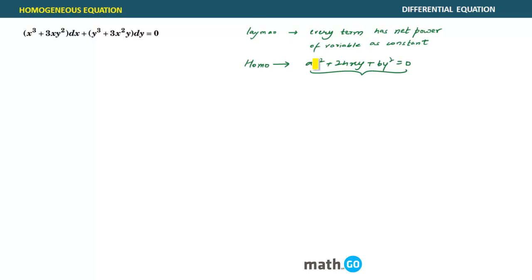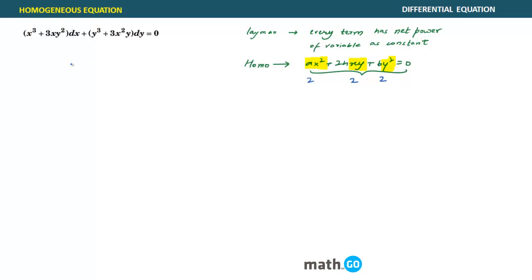So let's talk about the first term. It is ax square. What is the variable? x. What is the power here? What is the net degree? 2. Okay. Let's talk about the next term. Next term has 2xy. Variables are x and y. Now assume that each variable is x. How many variables are there? 2. And what is the net power then? x has power 1 and y has power 1, and combined power is 2. Then the next term is by square. What is the power? Square. Again, what is the net degree? 2. That is why I am calling this homogeneous.